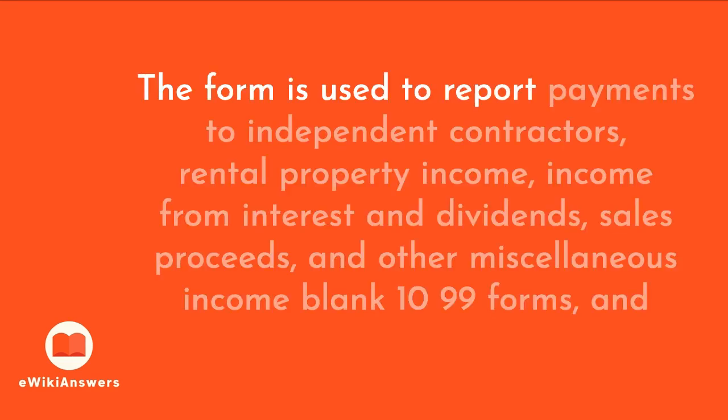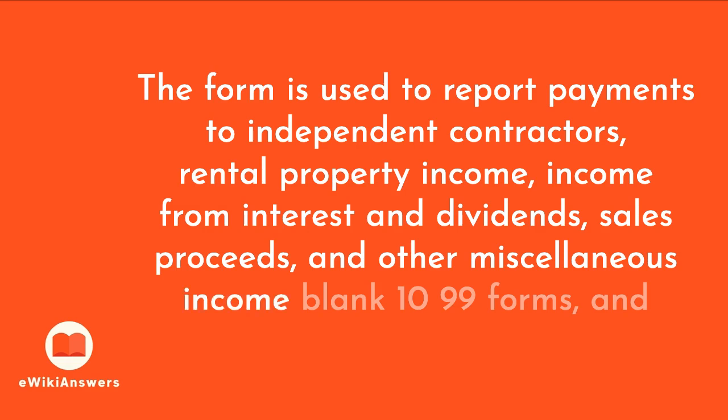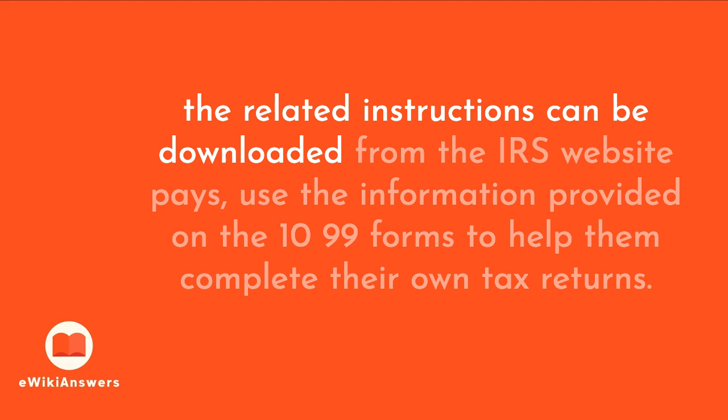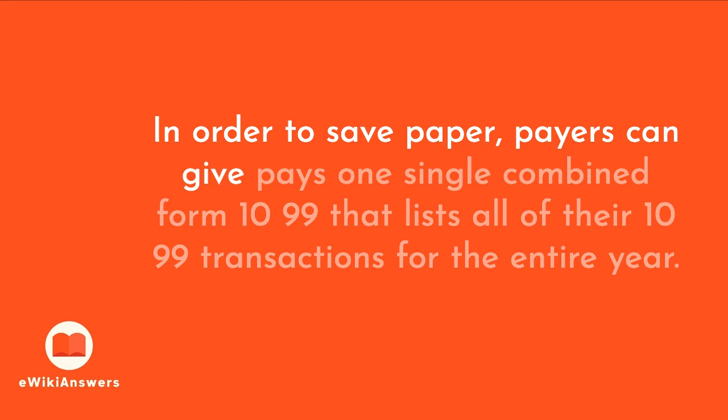The form is used to report payments to independent contractors, rental property income, income from interest and dividends, sales proceeds, and other miscellaneous income. Blank 1099 forms and the related instructions can be downloaded from the IRS website. Payees use the information provided on the 1099 forms to help them complete their own tax returns. In order to save paper, payers can give payees one single combined Form 1099 that lists all of their 1099 transactions for the entire year.